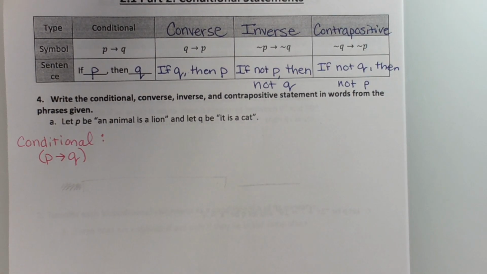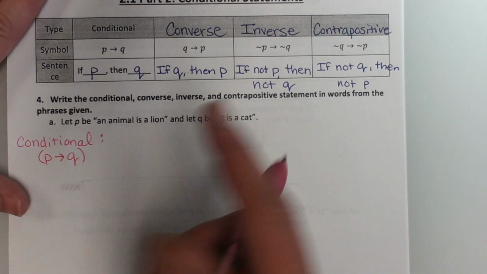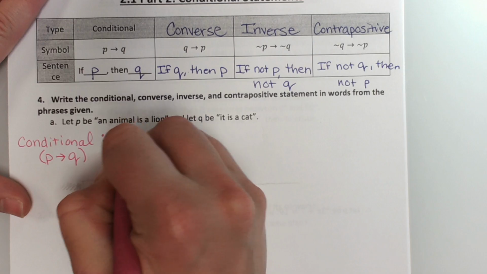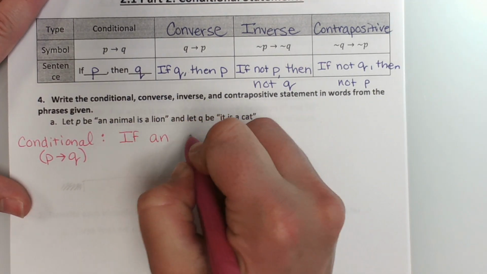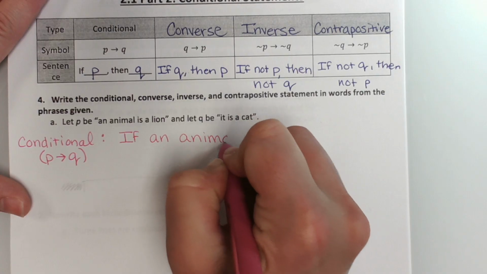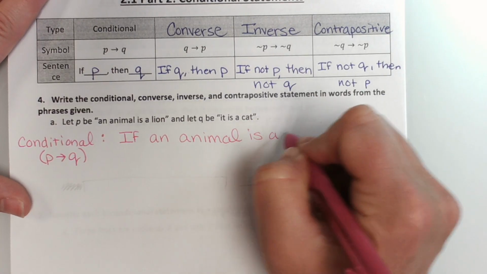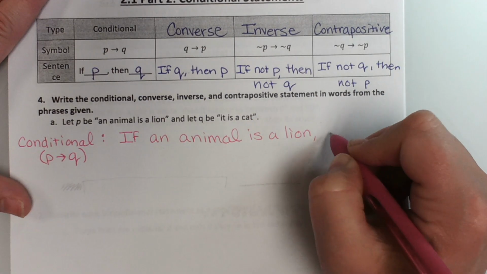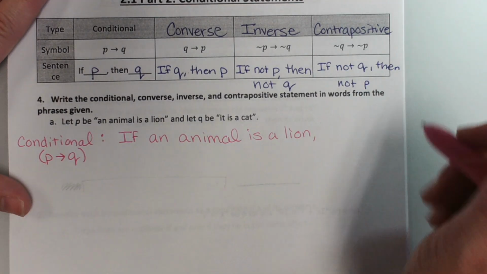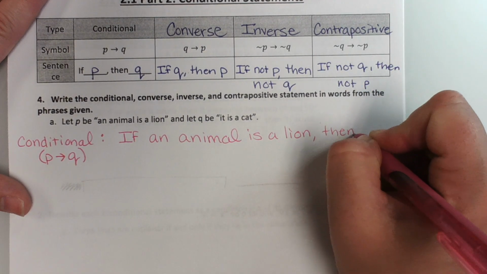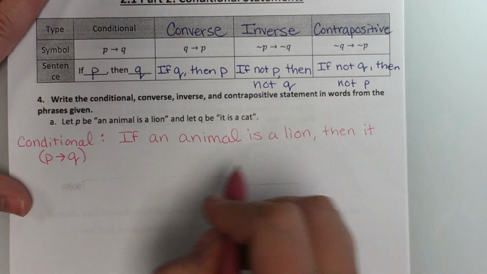I give you the setup. Let P be the statement, an animal is a lion. Let Q be that it is a cat. So the conditional would say if P, an animal is a lion, then, and this is where we put the then, Q, it is a cat.